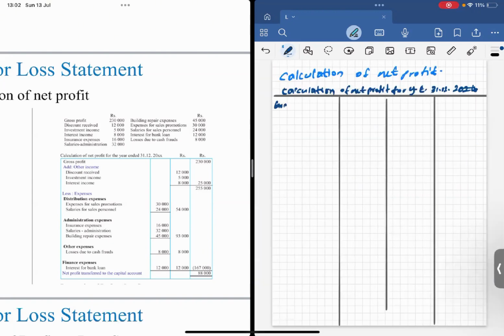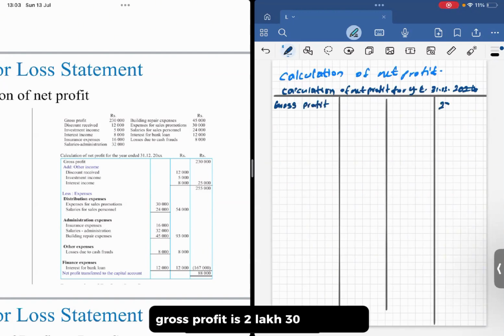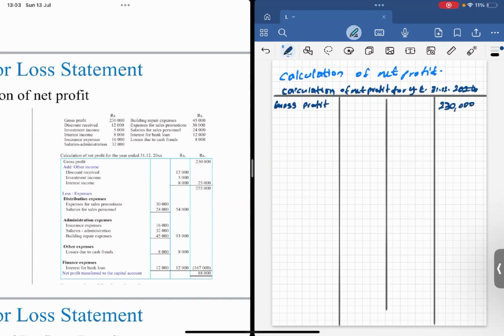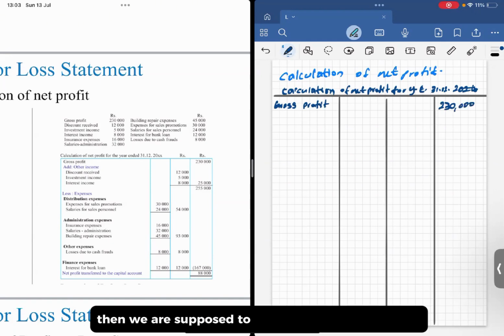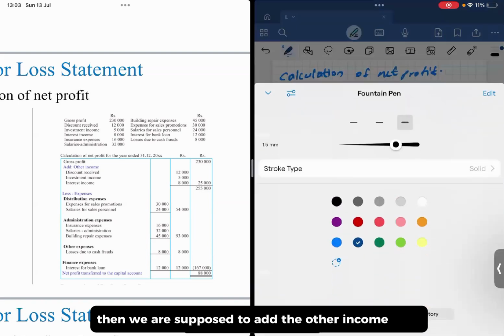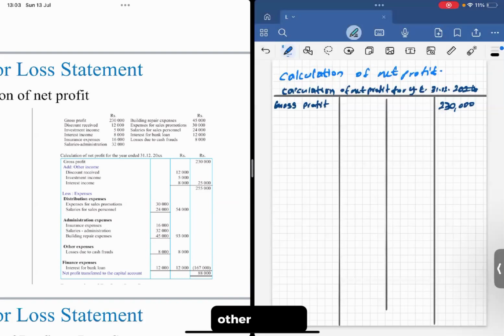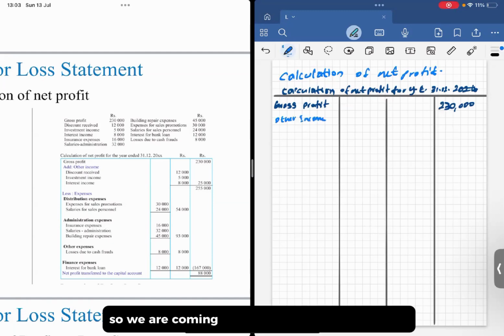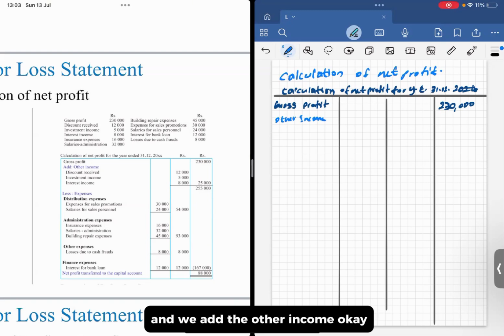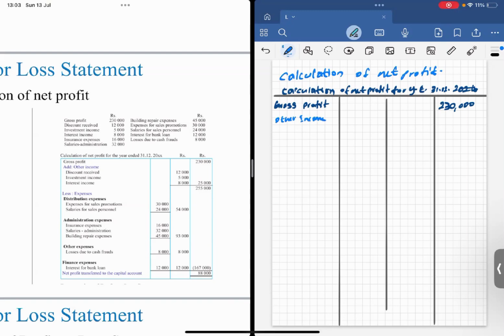Gross profit is 2,30,000. Then we are supposed to add the other income. So we are coming to the calculation of net profit. We start with the gross profit and we add the other income. So what are the other incomes?